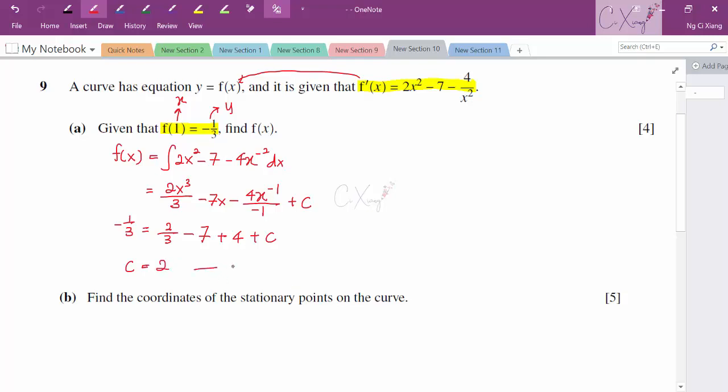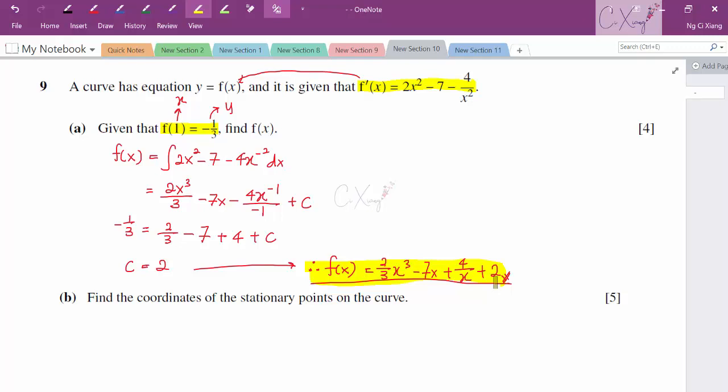Alright, so in the end our complete function f(x) will be equal to 2 over 3 x to the power 3 minus 7x plus 4 over x plus 2. Alright, so this is what we have here. Okay, then after that, they want us to find the coordinates of the stationary point on the curve.